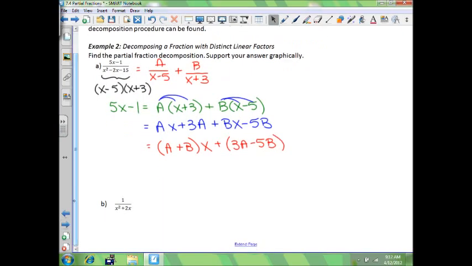This tells us then that because the 5 is in front of the x and A plus B is in front of the x, A plus B is equal to 5. And also, 3A minus 5B is equal to negative 1.